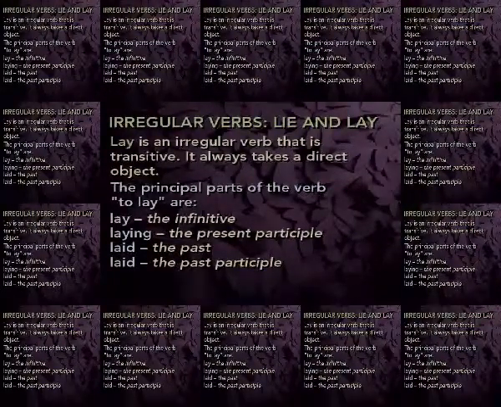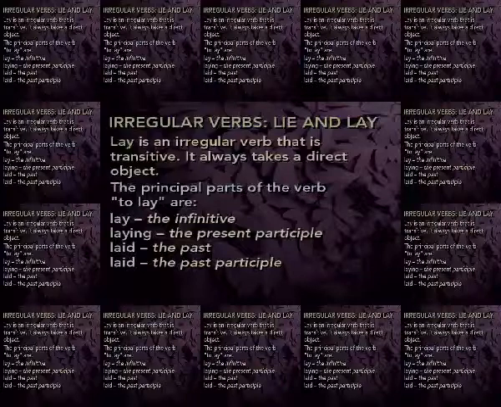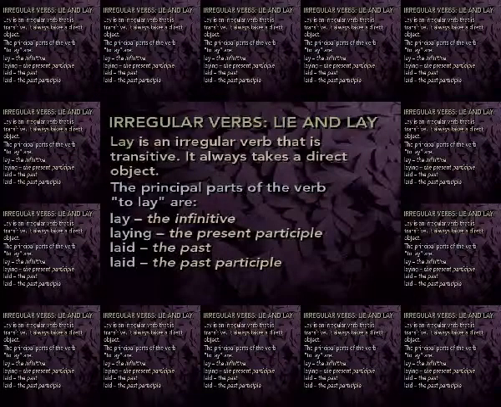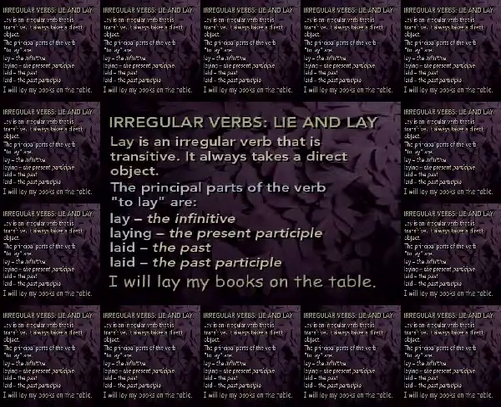So all these words which sound somewhat similar have very distinct meanings and distinct uses and need to be distinguished carefully. Take a look at this sentence. I will lay my books on the table. Is this the verb to lie or to lay? It's the verb to lay, and it's being used correctly here because it is being used transitively.